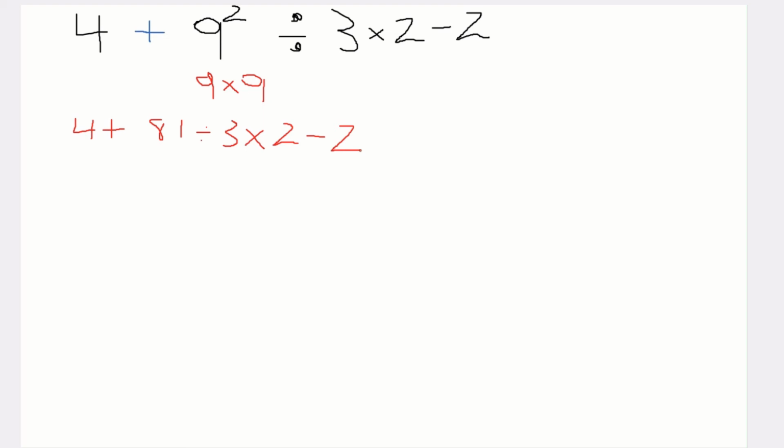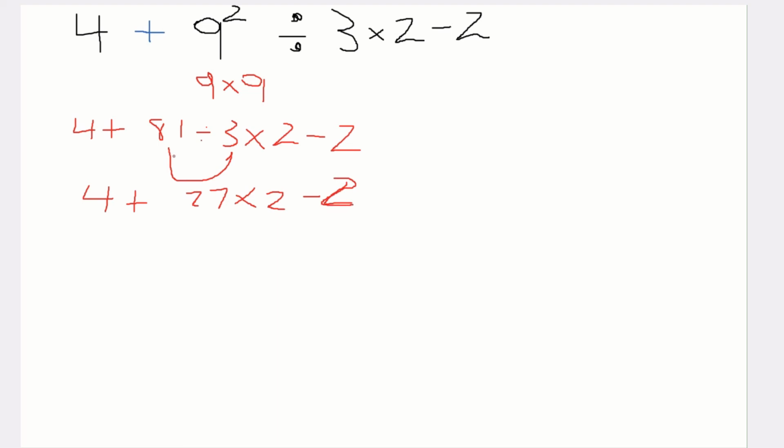So think about that. Of course, we're going to evaluate the division section. So this section. So we're going to say 81 divided by 3. And of course, that's 27. So we are left with 4 plus 27 times 2 minus 2.